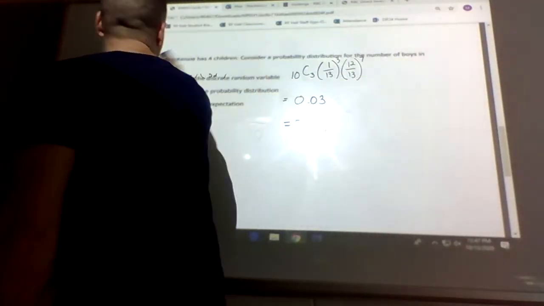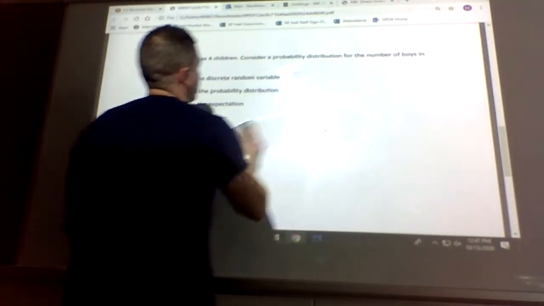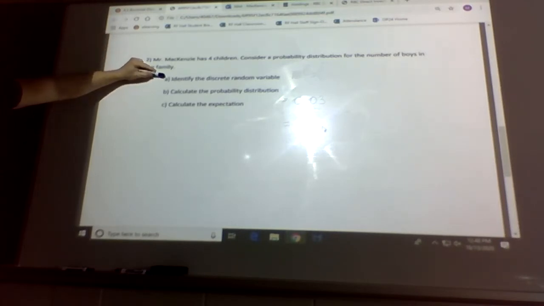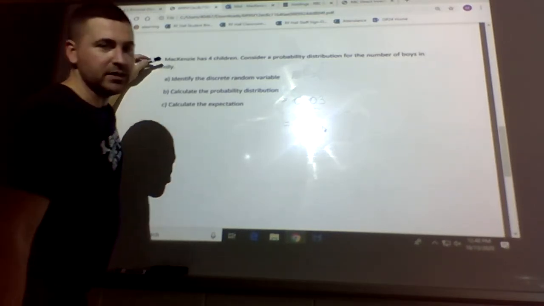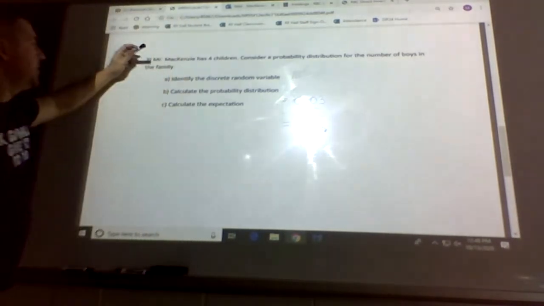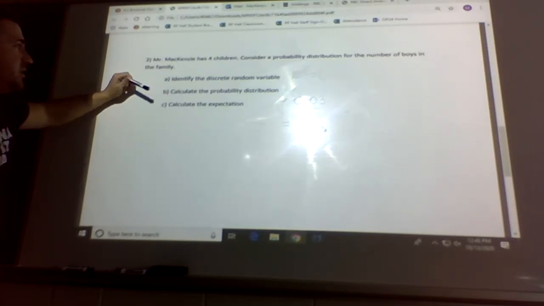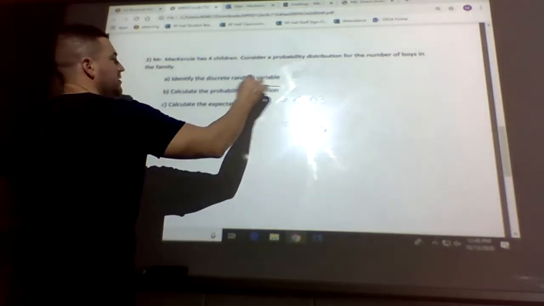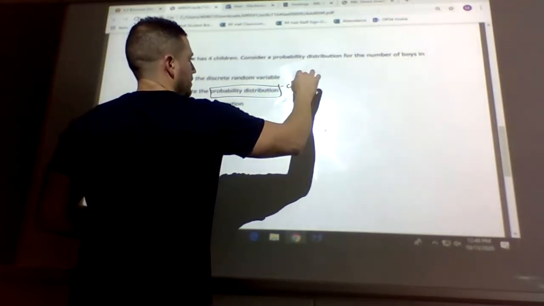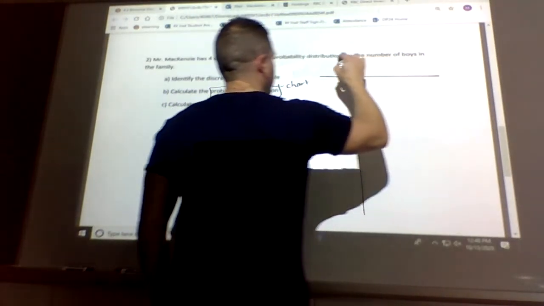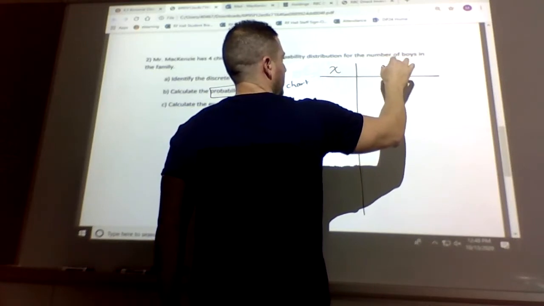Mr. McKenzie has 4 children. I do not have 4 children, but just for the example, consider a probability distribution for the number of boys in the family. First, identify the discrete random variable. That is what we're looking at, and that would be the number of boys out of the 4. B, calculate the probability distribution. It gets a little tedious. Remember, the probability distribution represents a chart. So we want to go through all the possible outcomes and their probability, P of X.